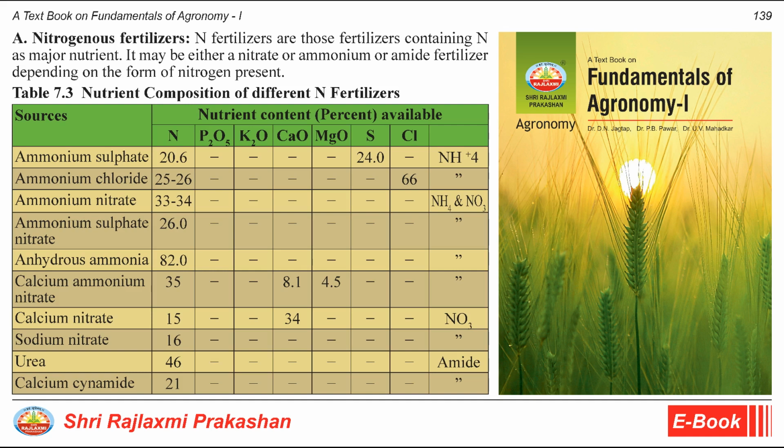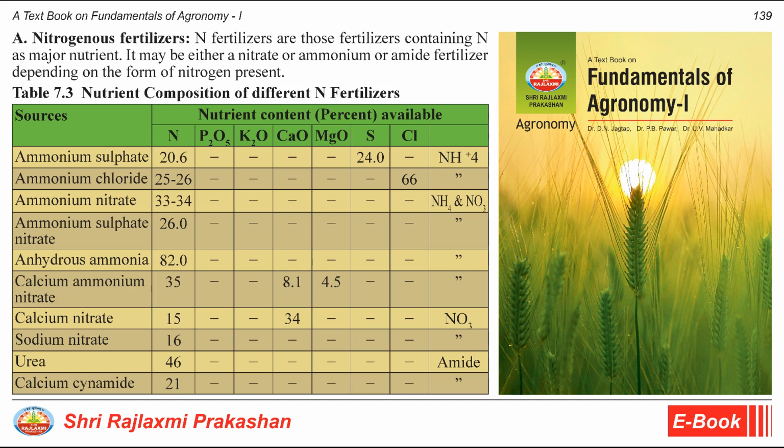Sources: number 3, ammonium nitrate. Nutrient content, percent, available: N 33 to 34%, P2O5 0%, K2O 0%, CaO 0%, MgO 0%, S 0%, Cl 0%, NH4 and NO3. Sources: number 4, ammonium sulfate nitrate. Nutrient content, percent, available: N 26.0%, P2O5 0%, K2O 0%, CaO 0%, MgO 0%, S 0%, Cl 0%, none.